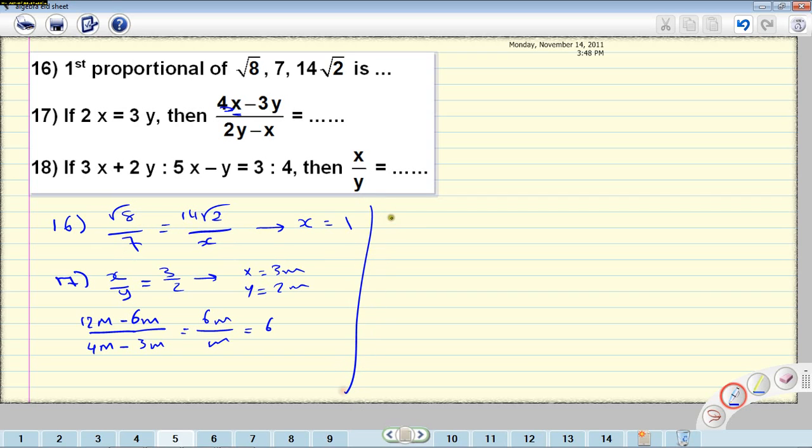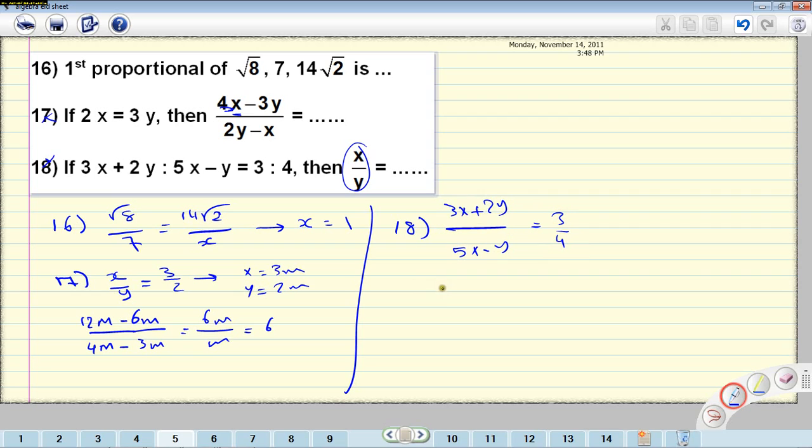Exercise 18. Exercise 18 is the contrary of exercise 17, because in exercise 17 the question gives me x over y, but here the question asks me to get x over y and gives me 3x plus 2y over 5x minus y equals 3 over 4.